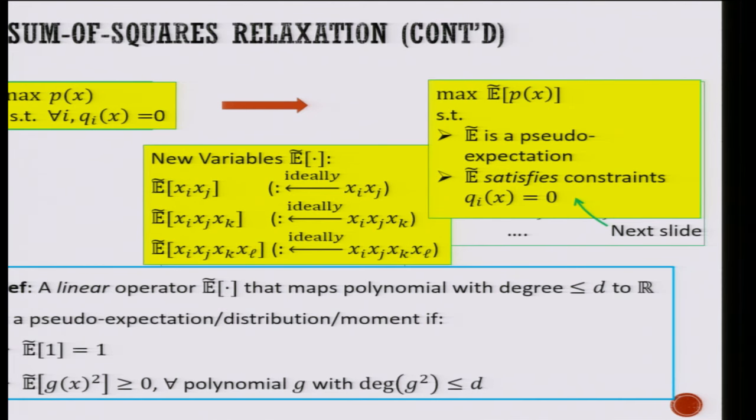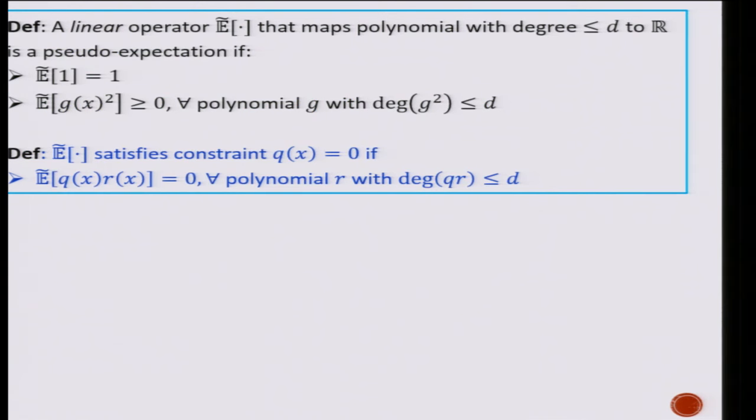So the general idea is that for every polynomial optimization problem, you can do this sum of squares relaxation if you choose some degree d. Let me explain what I mean by E tilde satisfies constraint Q_i of X is zero. The first part is just an old definition. E tilde satisfies the constraint Q of X is zero if and only if for any polynomial R with reasonably low degree, so that the degree of Q times R is at most d, the pseudo expectation of Q of X times R of X is zero.